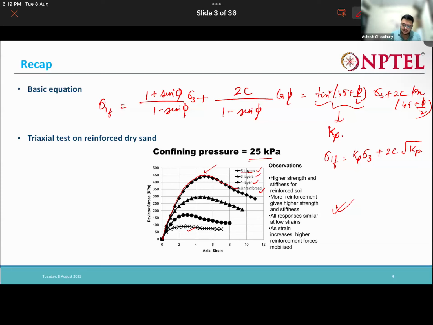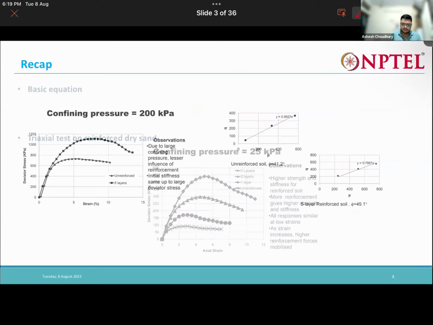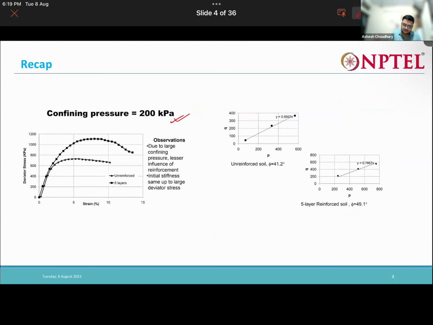Now this is for the test on low confinement pressure. So what will happen if we increase the confinement pressure? If the confining pressure is very high, we will see that the difference between the unreinforced and the reinforced specimen is not that large, right? The influence of reinforcement actually becomes very less. So if the confinement pressure is very high, the influence of the reinforcement is lesser.